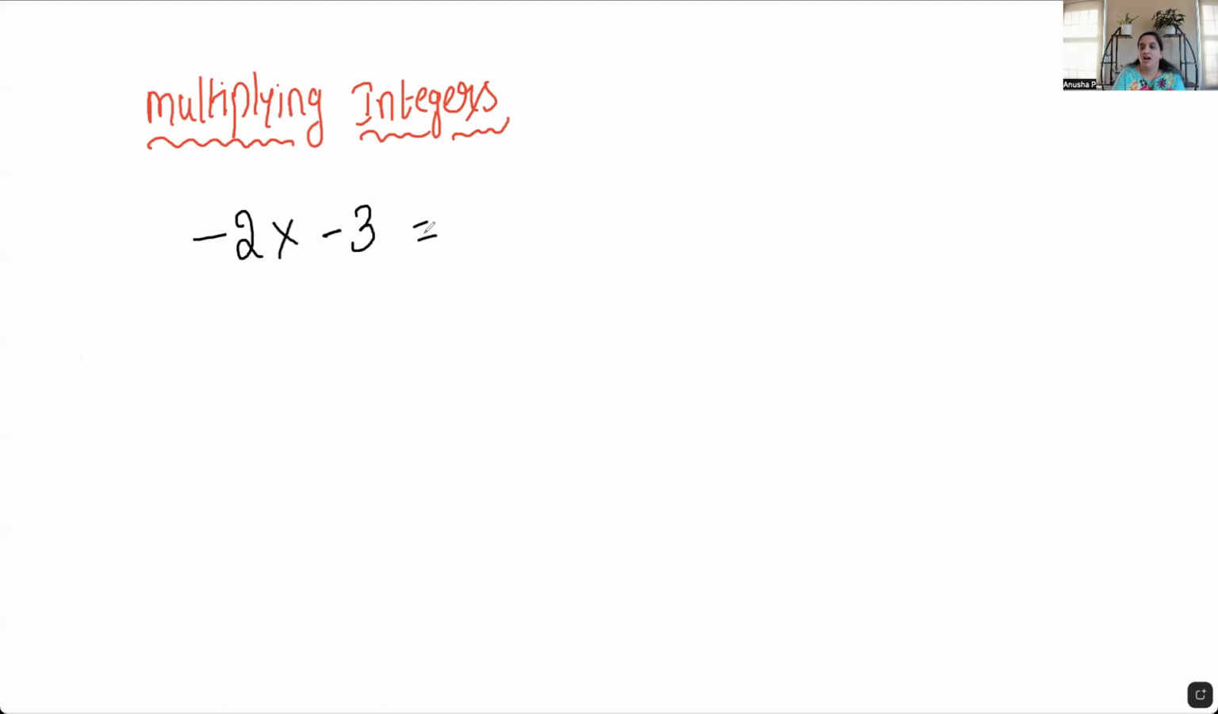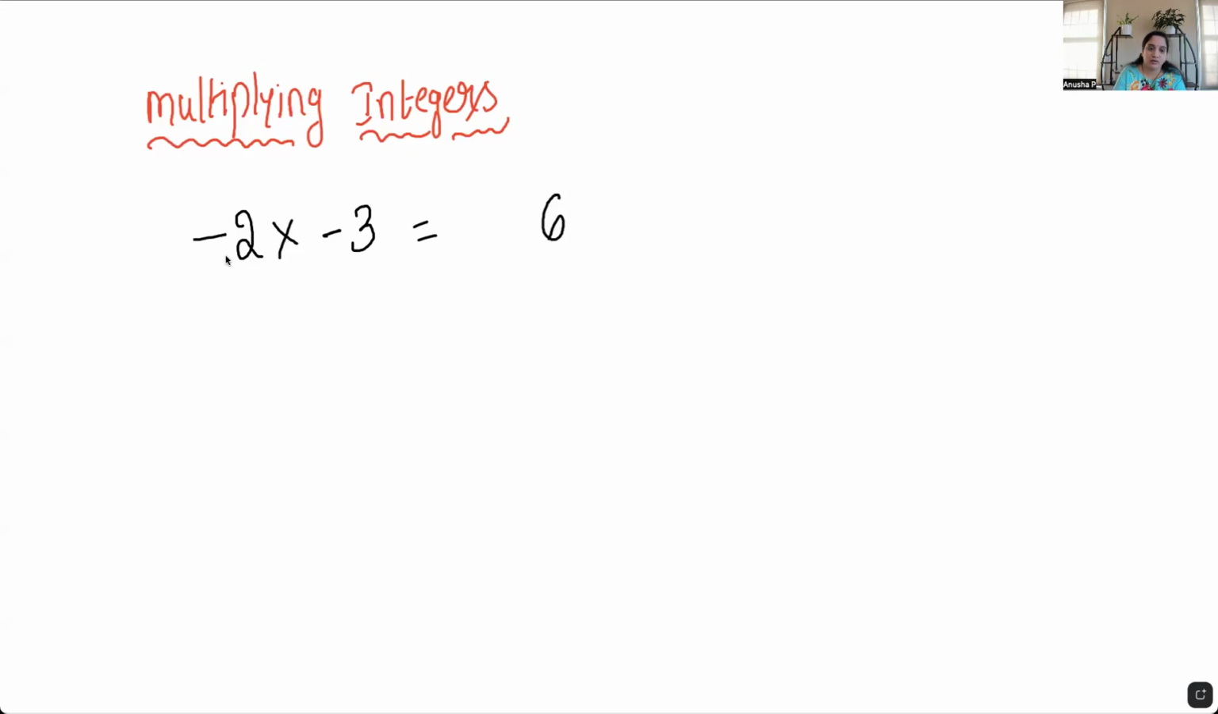How will you do minus 2 times minus 3? First, we will do the regular multiplication. So, 2 times 3 is 6. Now, how to keep the sign, whether it is positive or negative? We have to check the number of negative signs.